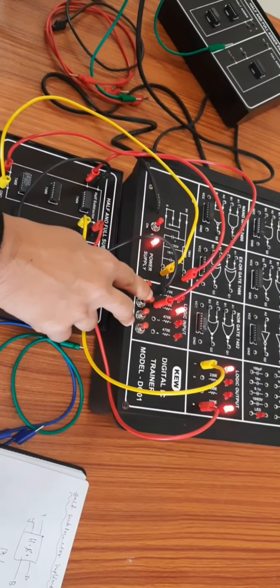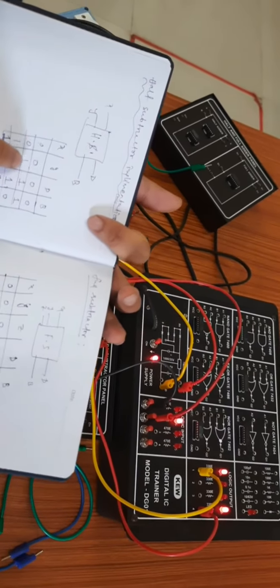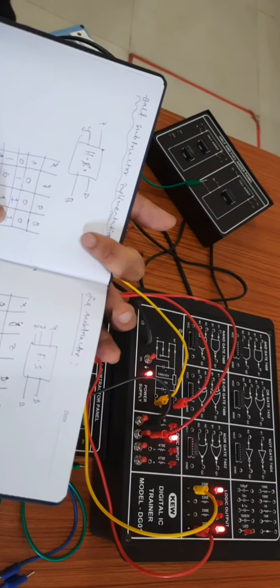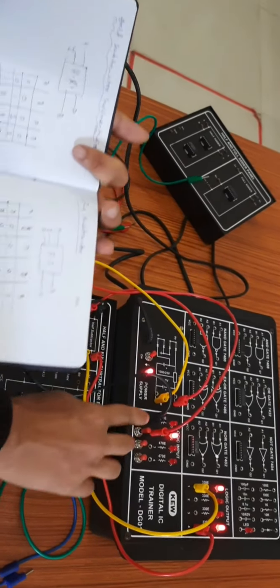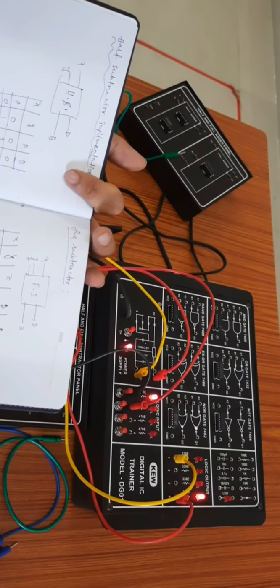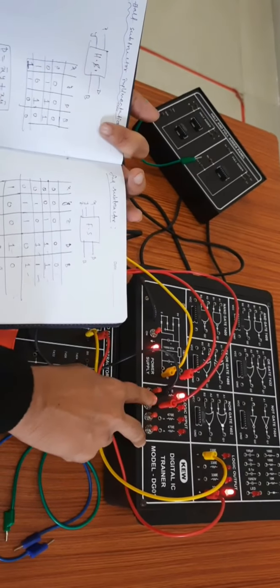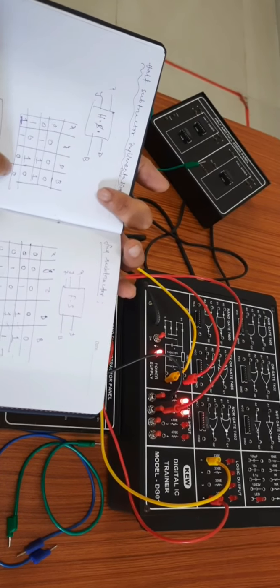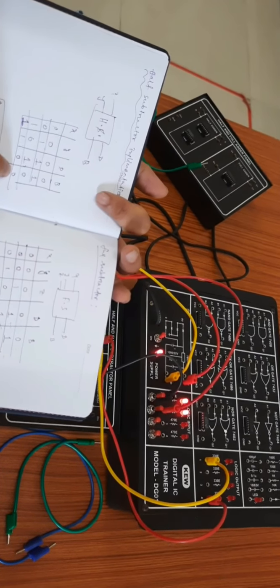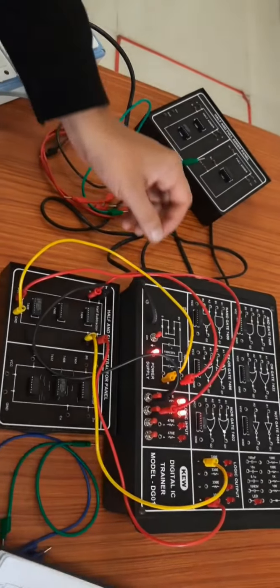For 0 1, both the difference and borrow bits are 1. For 1 0, the difference bit is 1 and the borrow bit is 0. For 1 1, both are 0: the difference bit is 0 and the borrow bit is also 0. So this is your half subtractor circuit.